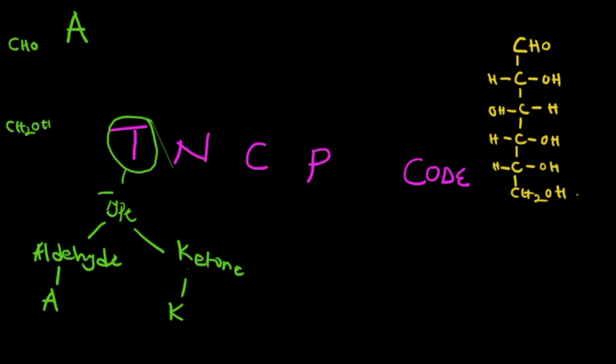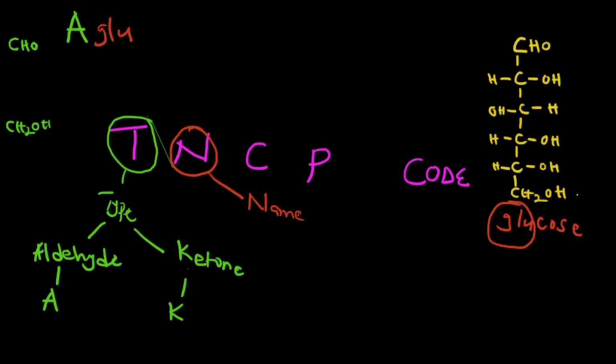The next thing is the N, and this N I'm using to denote the name of the monosaccharide that I am interested in writing. In this case, the monosaccharide I'm going to write is glucose, so I'm going to write glucose in my code. But because I don't want the code to be so long, I'm going to use only the first 3 letters. So I have A glu, meaning an aldehyde glucose: the name of the monosaccharide, the name of the sugar.